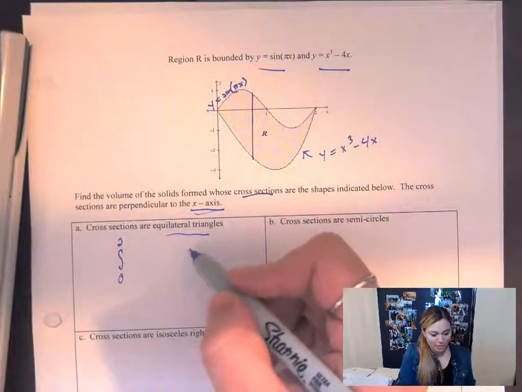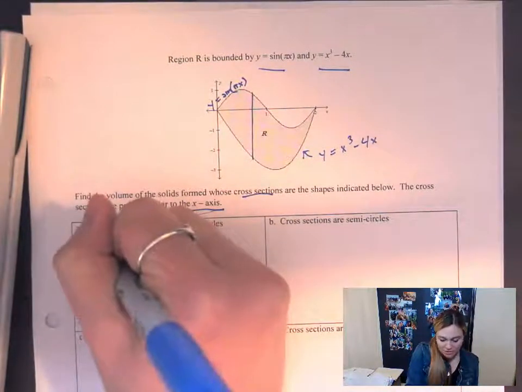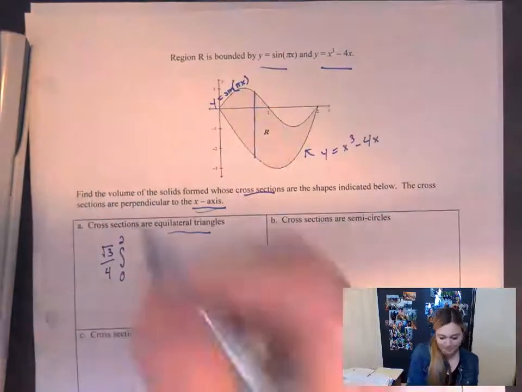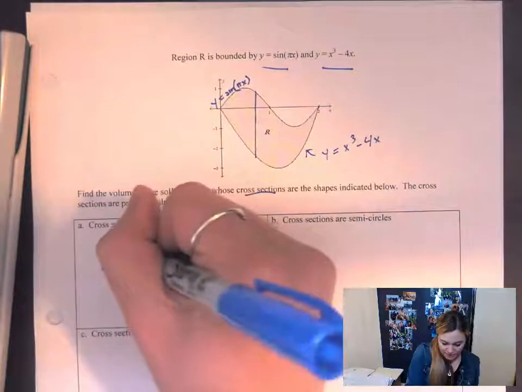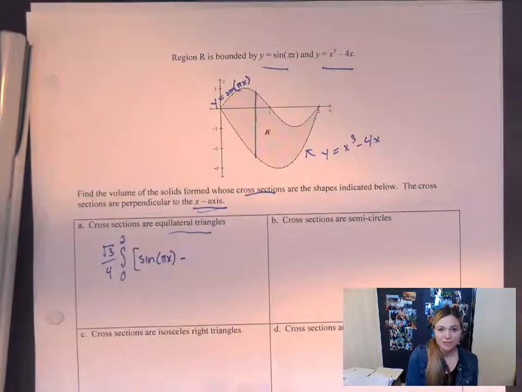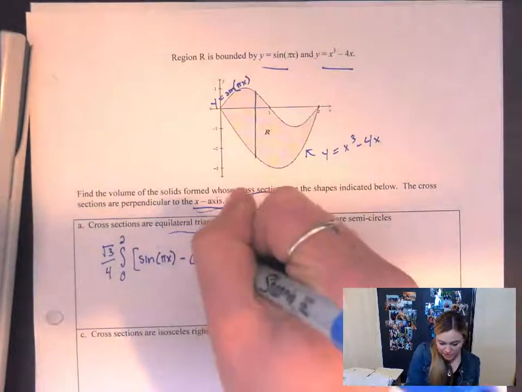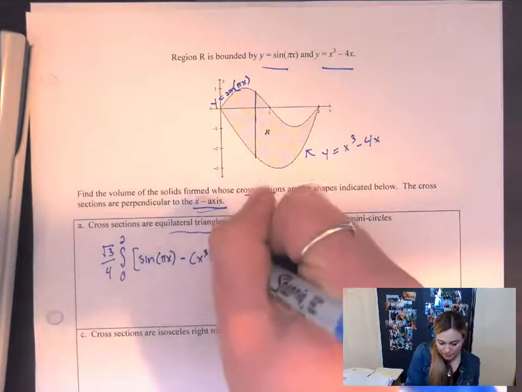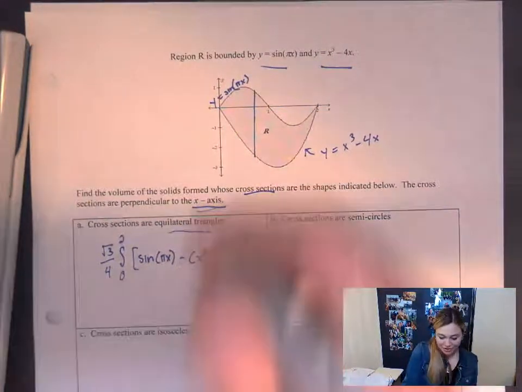Equilateral triangles. Remember, what was the equilateral triangle again? What was the coefficient? Square root of 3 over 4. F of x, so the top function, sine of pi x, minus my bottom function, don't forget parentheses, x cubed minus 4x, squared. f of x minus g of x squared.